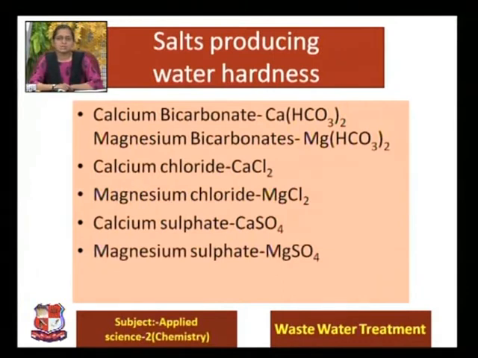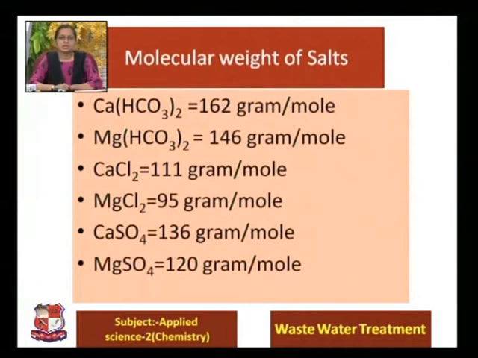Now you can all see very clearly, on the basis of the above definitions, calcium bicarbonate and magnesium bicarbonate belong to the temporary hardness category, while calcium chloride, magnesium chloride, calcium sulfate and magnesium sulfate salts belong to the permanent hardness category. So this has to be kept in mind while solving numericals, because we have to identify which salts are the temporary hardness salts and which are the permanent hardness salts.